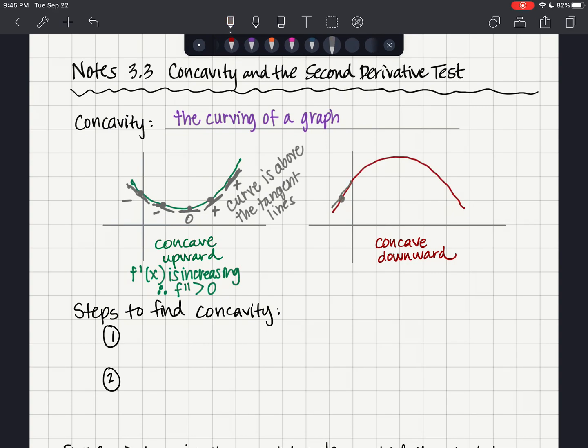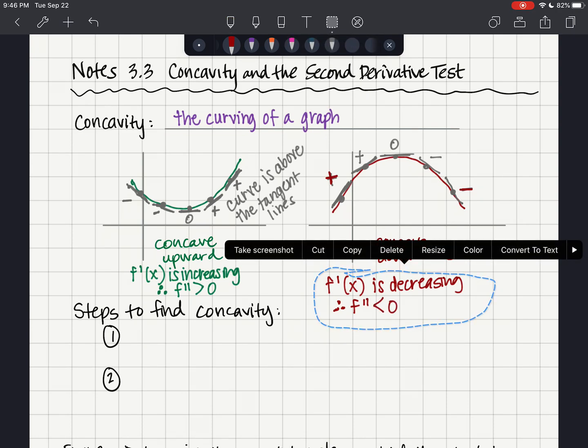When we have a concave downward graph, look at what our slope is doing. It's starting positive, then it's not so steep, still positive, but not so steep, then 0. So we're going positive, a smaller positive number, 0, and then negative, and then a bigger negative number. That means that our first derivative is decreasing. It's decreasing because it's starting positive and it's going to negative. If the first derivative is decreasing, then the second derivative is less than 0.